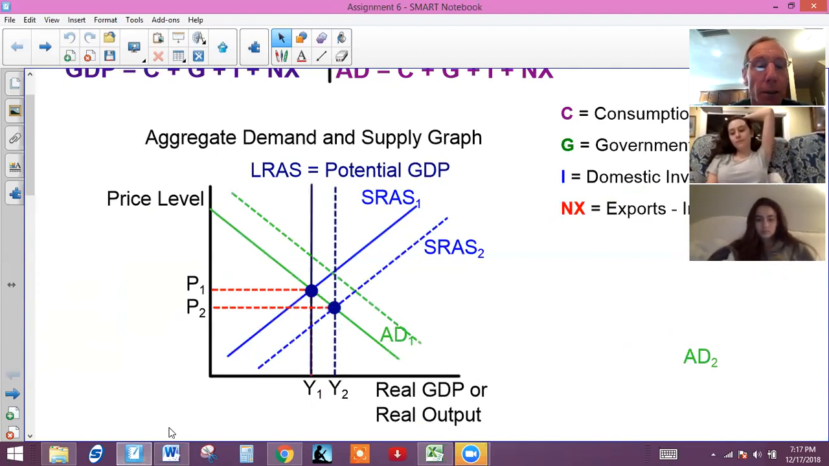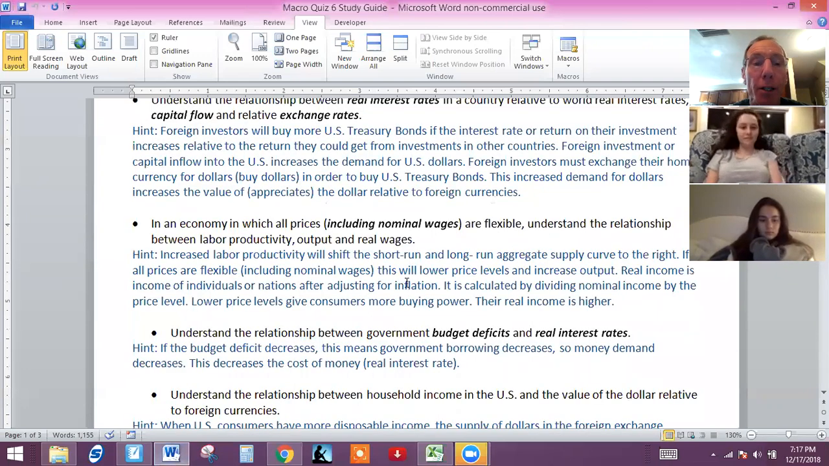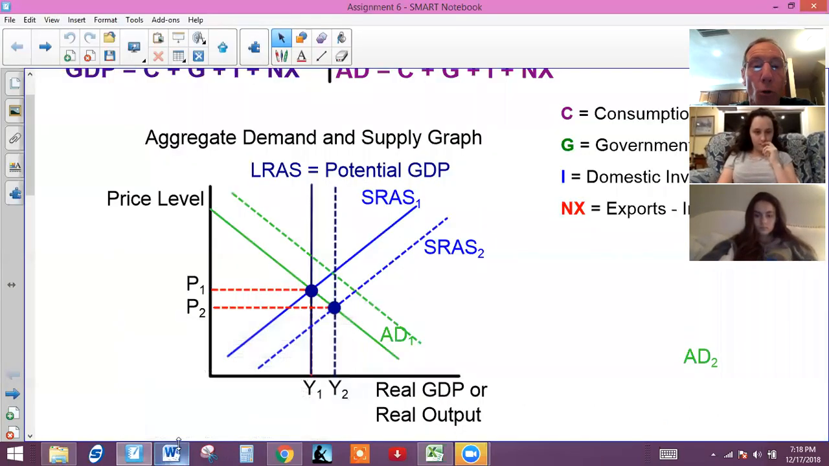Okay. So what would happen then, where were we here? Right here. So what would happen is that you've got a shift in the short-run and the long-run aggregate supply. And then if prices are flexible and things can change, then that's going to lower price levels and increase output. Okay. Now, think about this. We're going to be in a situation where we go from P1 to P2, lower price levels, Y1 to Y2, increased output.